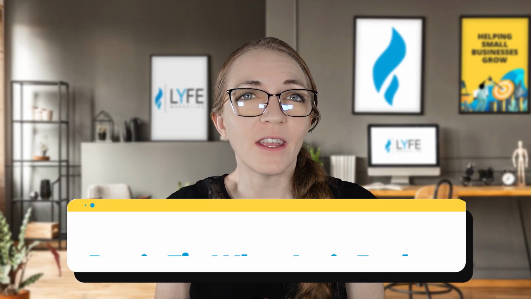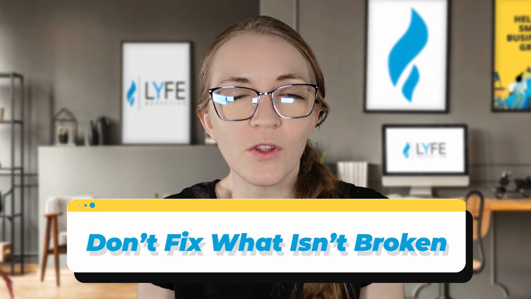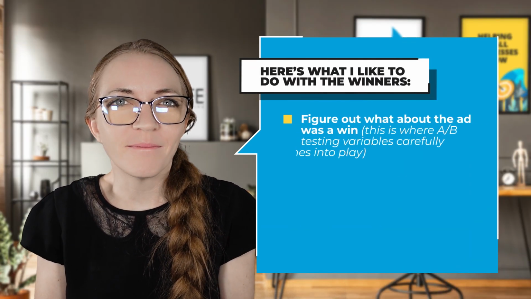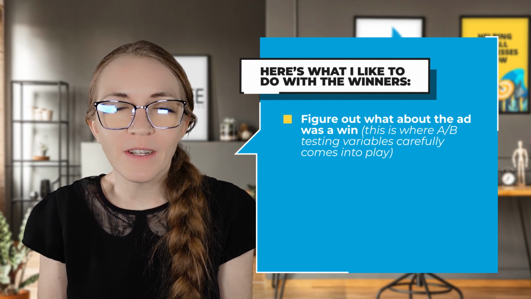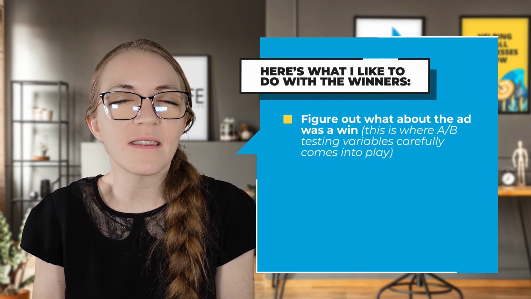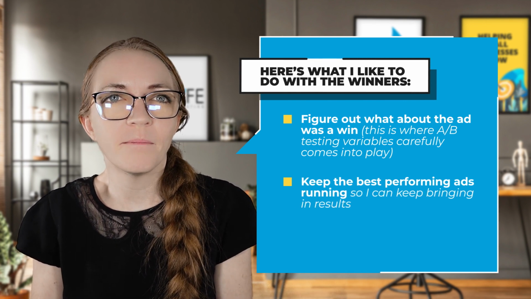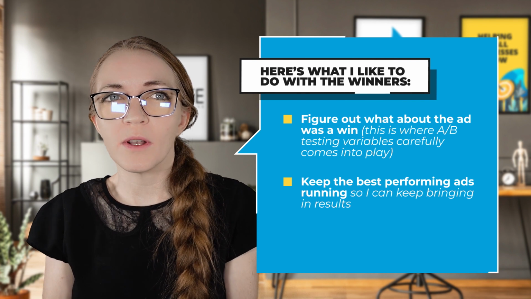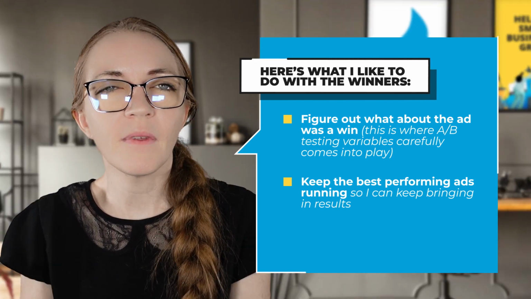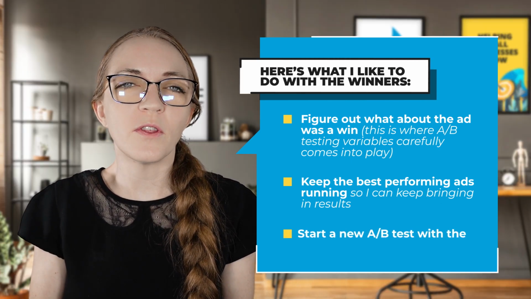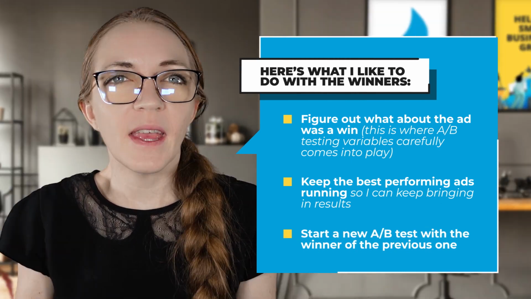I want you to remember that you should not fix what isn't broken, but you should also please keep testing. When you run campaigns and do testing, you'll have clear winners and losers. Here's what I like to do with the winners. I like to figure out what about the ad was a win, if I can. This is where A/B testing variables carefully comes into play, and not adding too many at once. I also like to keep the best performing ads running so that I can keep bringing in those results for the campaign. Every time you start and stop an ad, it has to go through another learning phase, which costs a little bit of money. I like to limit this learning phase when possible. I also like to start a new A/B test with the winner of the previous A/B test, if necessary.